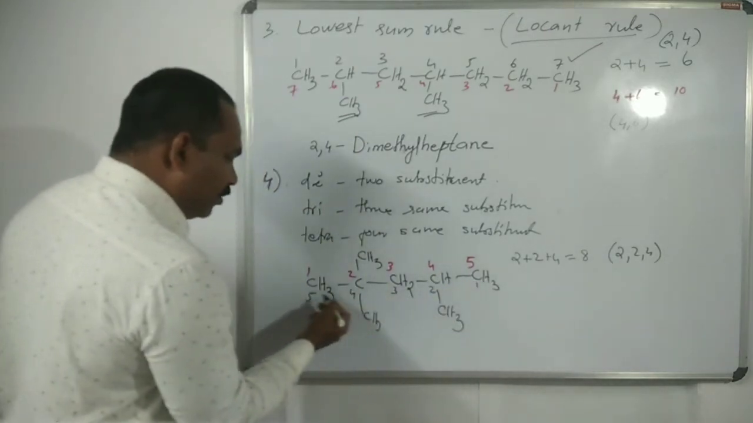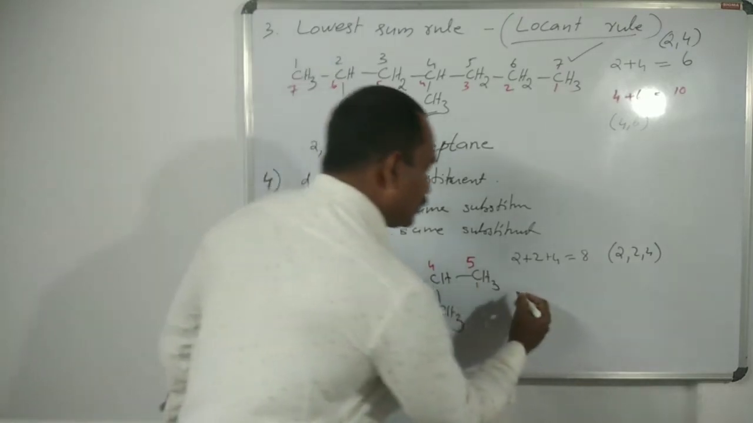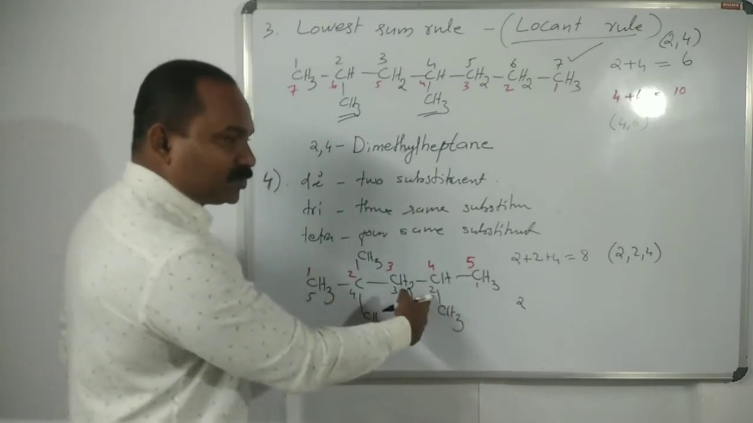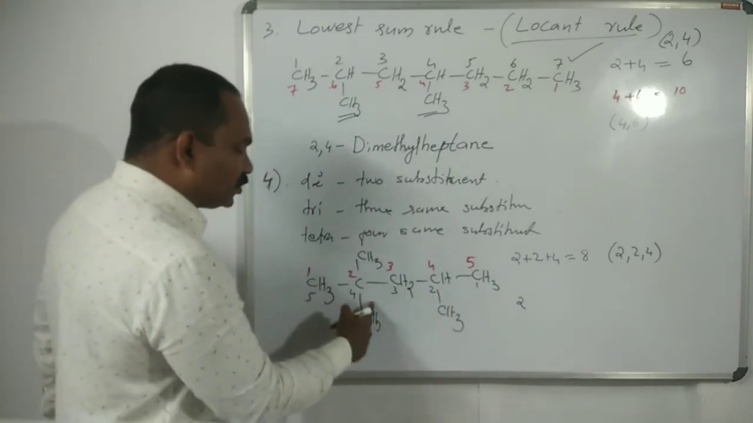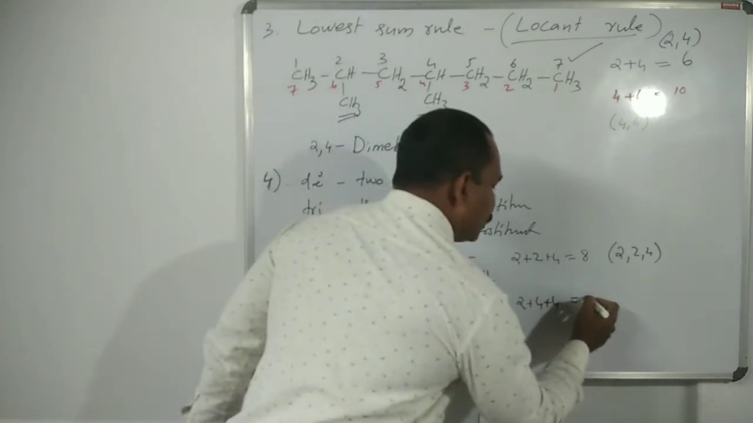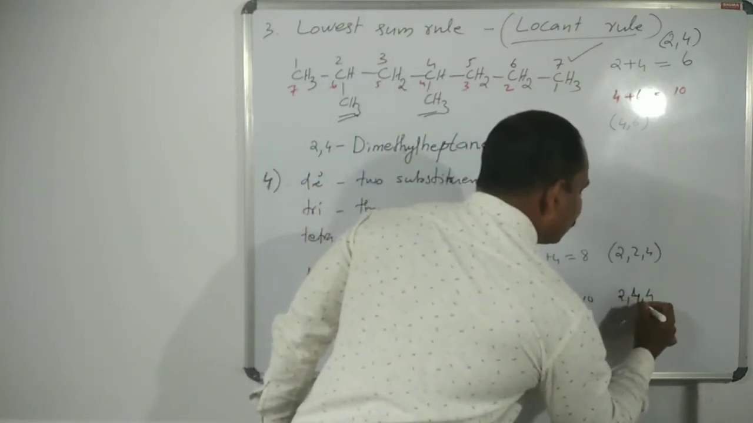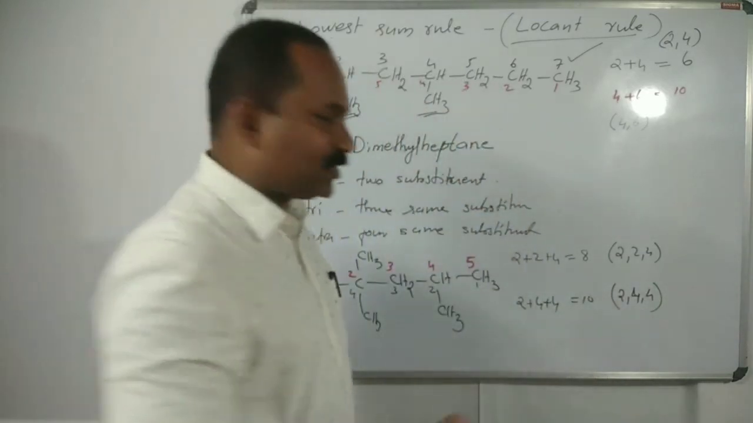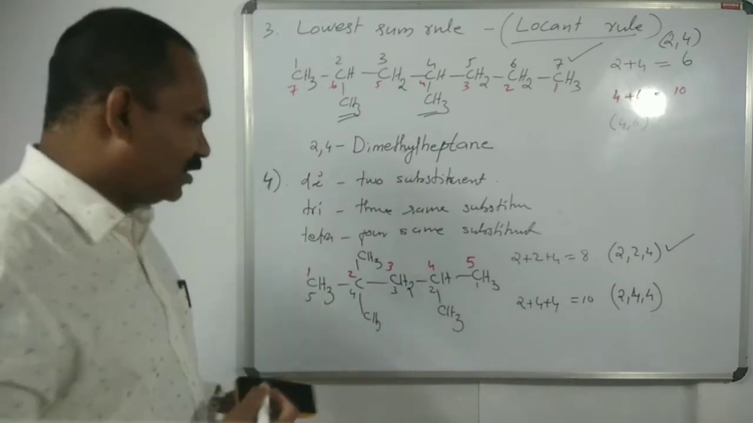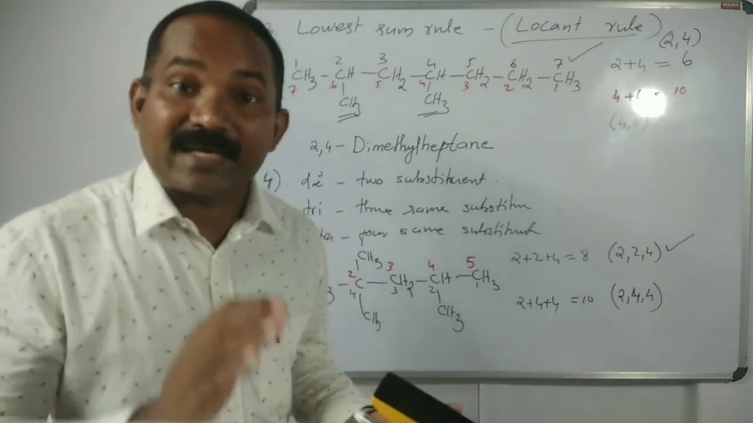Then from right to left, the locant position is 2. Fourth position, two methyl groups. So 4 plus 4, how much? It is 10. Or you can take 2, 4, 4. Which is the lowest set? This is the lowest set or lowest sum. So that should be the correct numbering. Okay, that is the correct numbering.